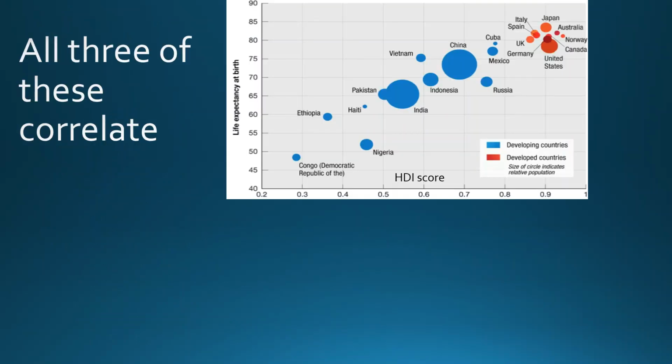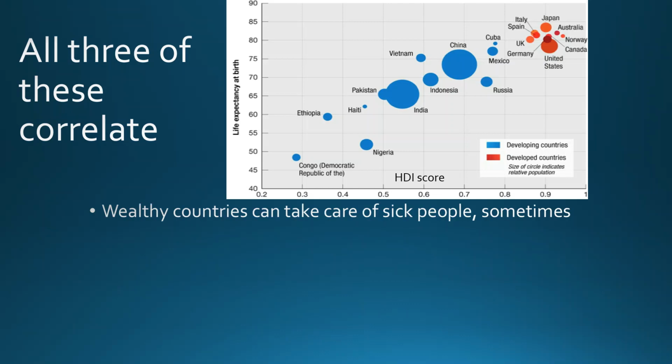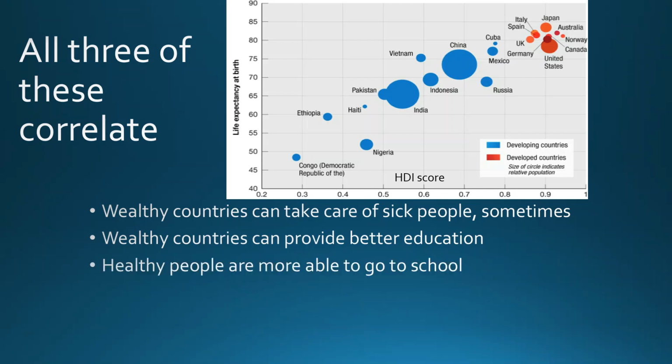But all three, again, of these correlate together. Wealthy countries can take care of sick people, sometimes. Sometimes we do better jobs than others. It is very possible in the United States to go bankrupt because of an illness. Wealthy countries can provide better education. Generally speaking, we have compulsory education that is required and is free. It is not equal, though. In our public school system, some public schools are ranked much, much higher than other public schools. Healthy people are more able to go to school, and healthy people are more productive at work.